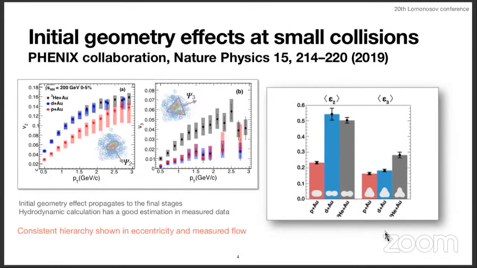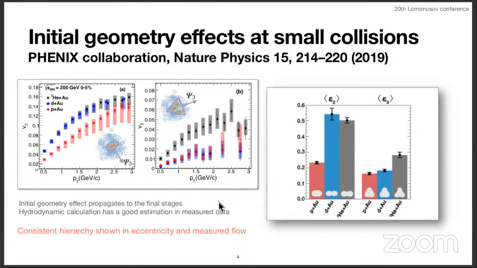And actually, these measurements of the data gave us similarity to the hydrodynamical estimations. So for the V2 case, as a function of pT, the size of the p-gold data is the smallest, while the d-gold and helium-3 gold have a similar size of V2. And likewise, for the V3 case, the size of the helium-3 gold is the largest among these three small collision systems, like we can see from the eccentricity calculations.